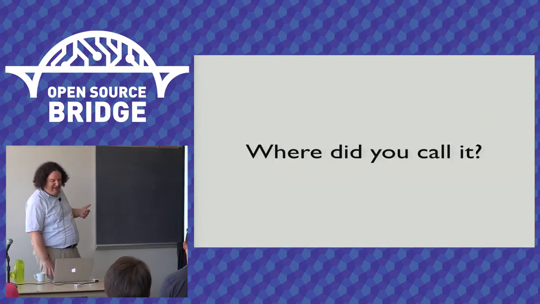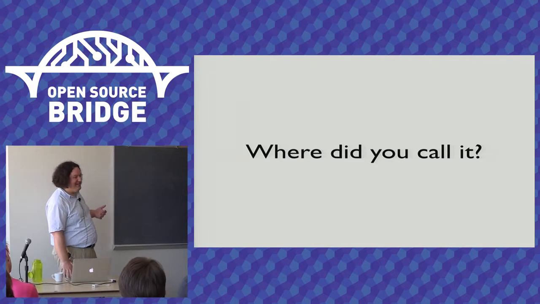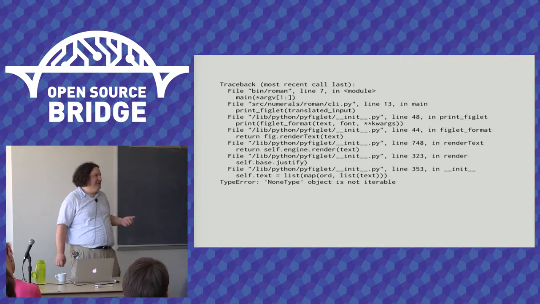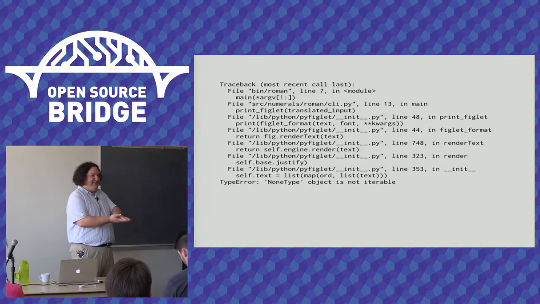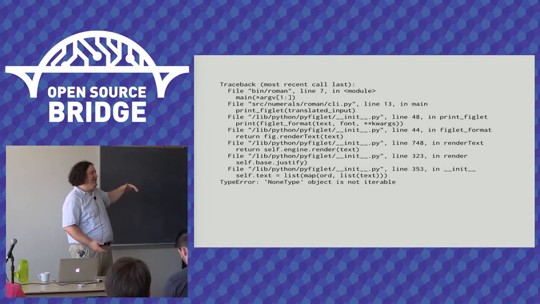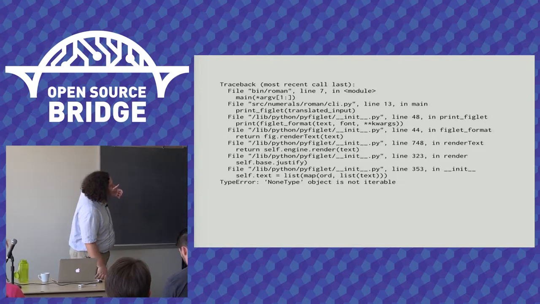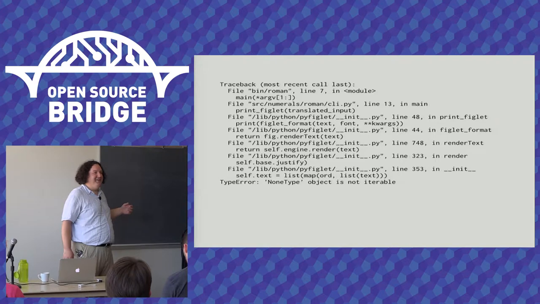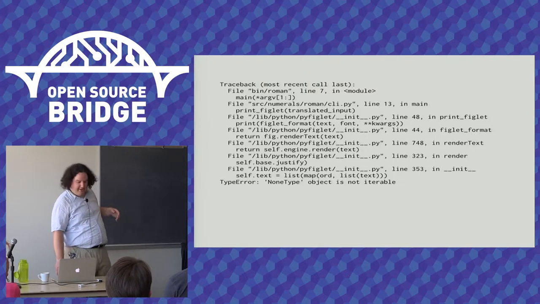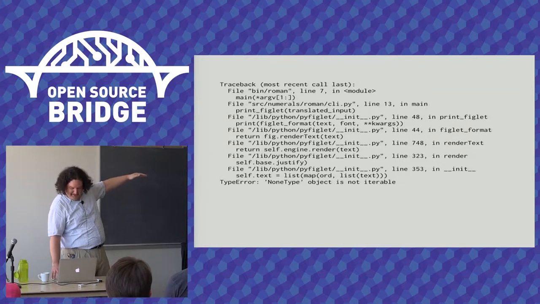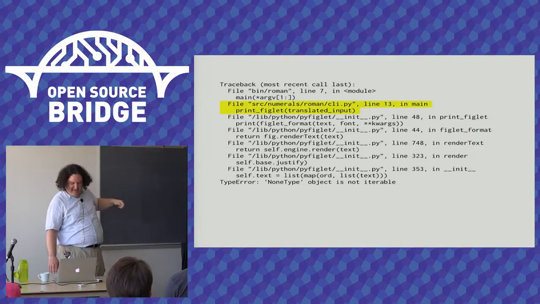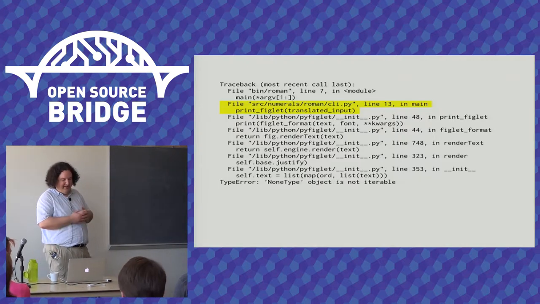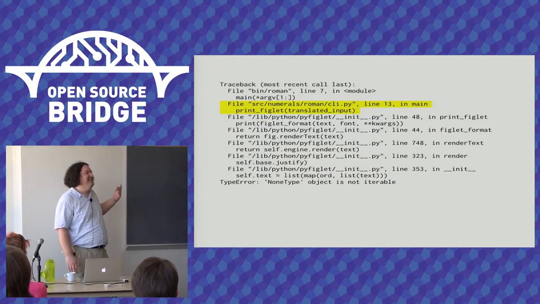So the next line that might be interesting is, all right, where did you call it? And for that, you basically want to start at the inside of the stack trace and work your way out until you hit code that's yours. In these examples, code that's mine always has the word numerals in the name of the project. But yeah, so start at the inside, which here is the bottom, and work your way up until you find, oh, it's that one. So what I was trying to do was print a figlet of my translated input, and I've got another null.